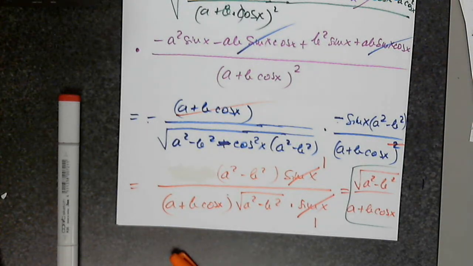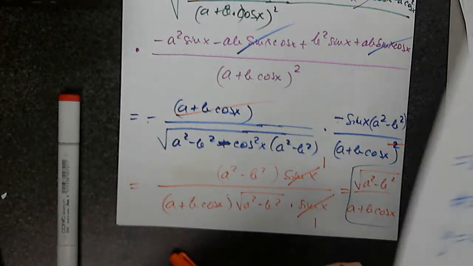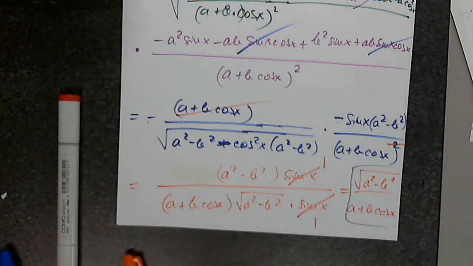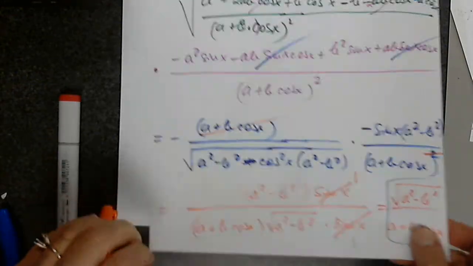Wow. After 3 pages of work, look, it's really simplified nicely. Which problem was that? Nice. 59. Very nice. A lot of work, however. Yes, I write big so you can see, but still it took me a long time. And a lot of factoring.